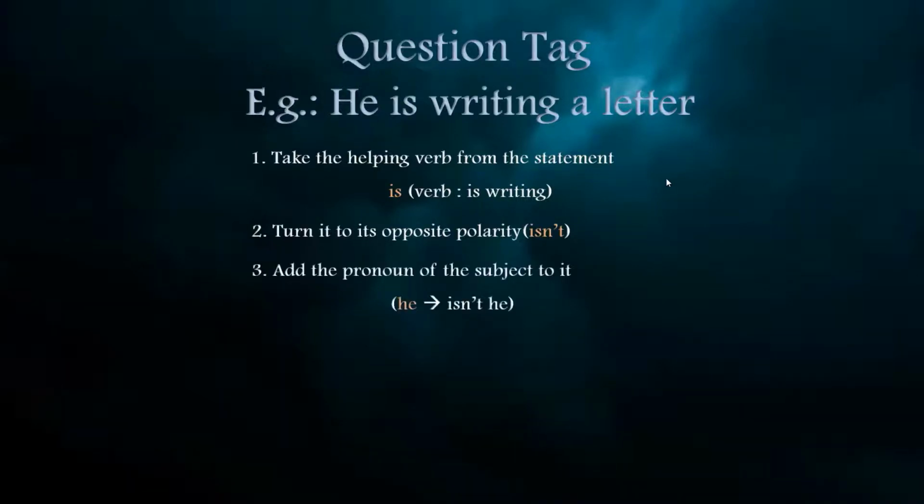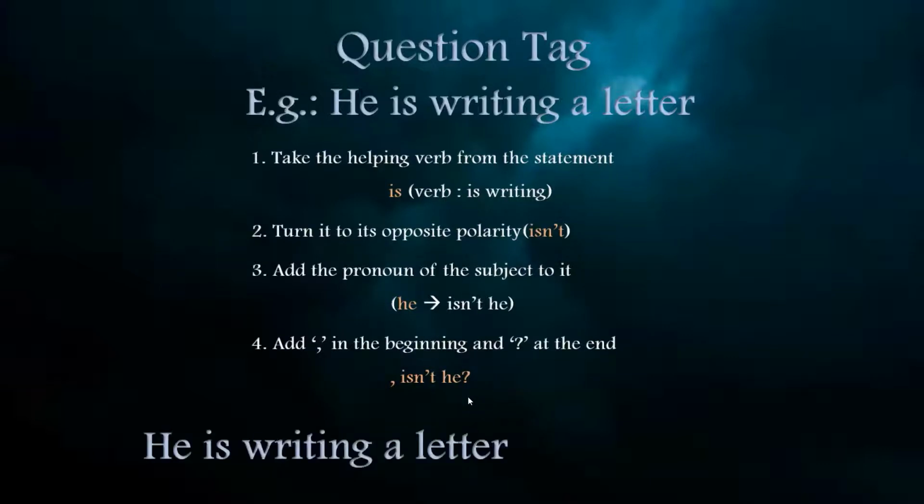The third step is to add the subject pronoun to the newly formed helping verb. Here, the subject is he. Take he and add it after the verb that you've just formed. So the new question tag becomes isn't he here. Once you arrive at this point, you simply put a comma in the beginning and a question mark in the end, and you have your question tag. Your sentence simply becomes a question with the addition of the question tag. He is writing a letter, isn't he?